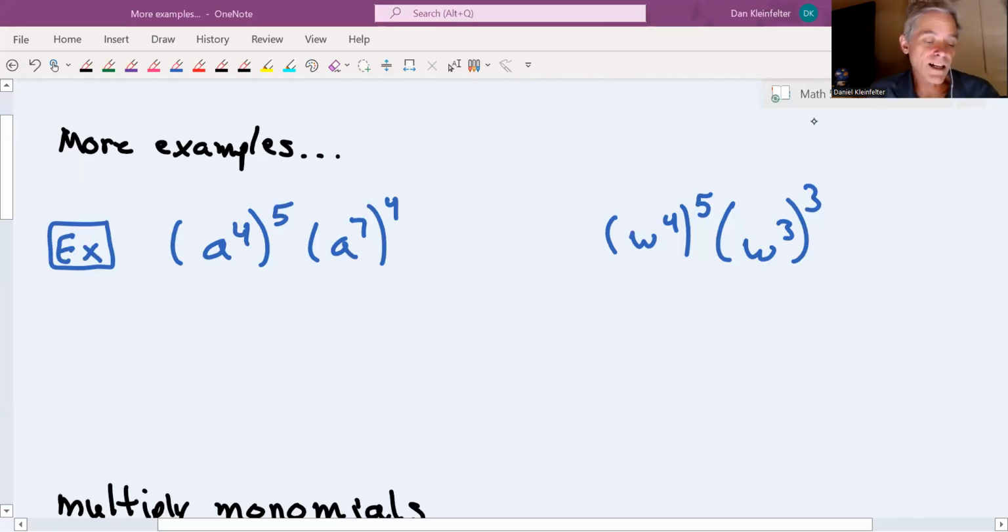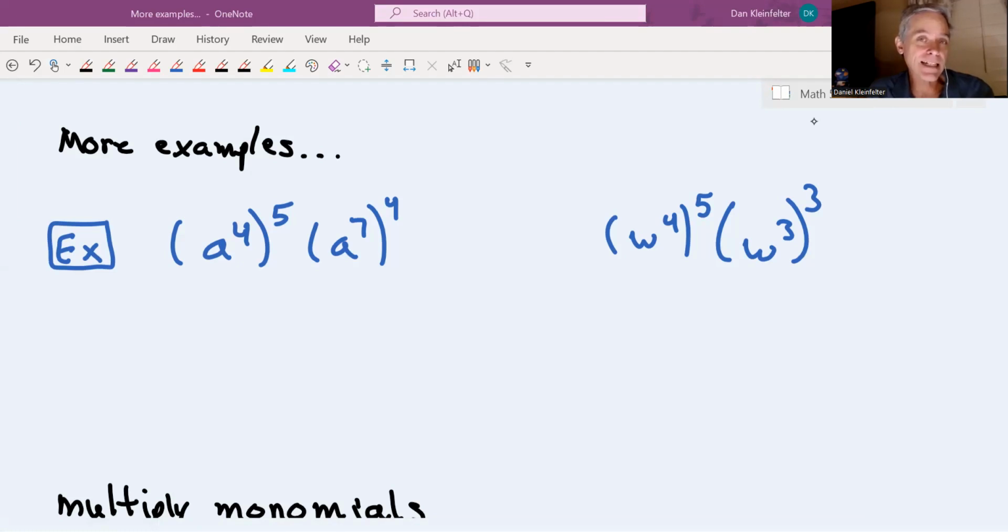Here are a couple more examples to try. Here we have a power raised to a power, a to the fourth power raised to the fifth power, and then that's multiplied by a to the seventh power raised to the fourth power. So take a minute, pause the video, try this one yourself, and restart the video and see how you did.